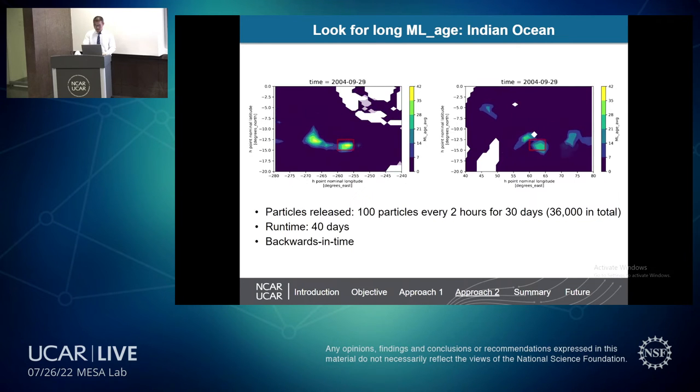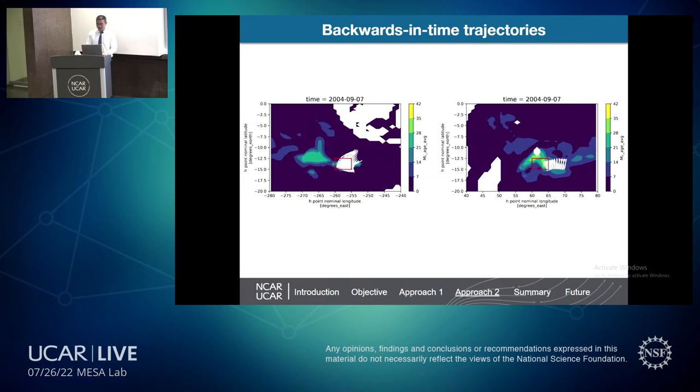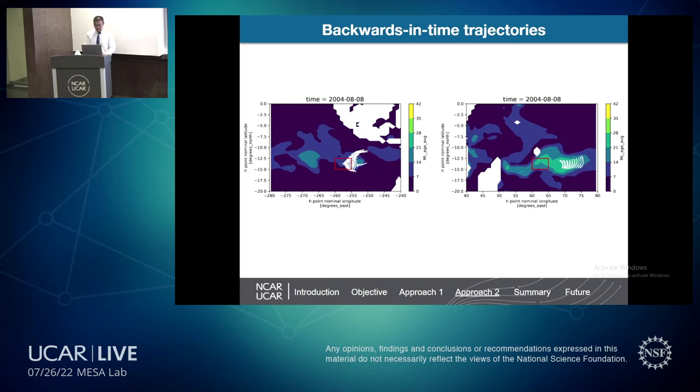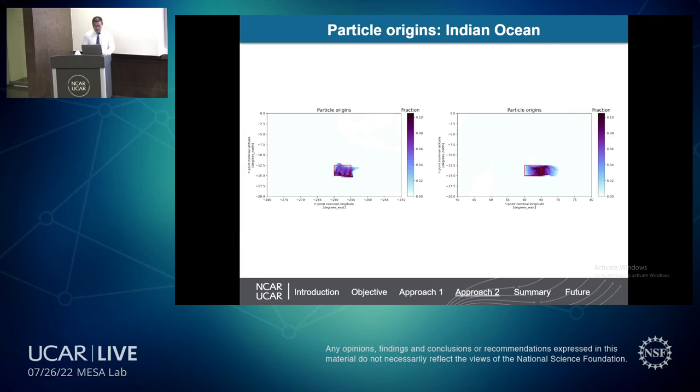Then I'm going to show you this animation. You can see very clearly how the white particles move back from the red box, because this model is running backwards in time. With this trajectory output, we can get a good idea of the probability of the particle regions. Where do they actually come from to end up in the red box? This is where you would target the release locations.